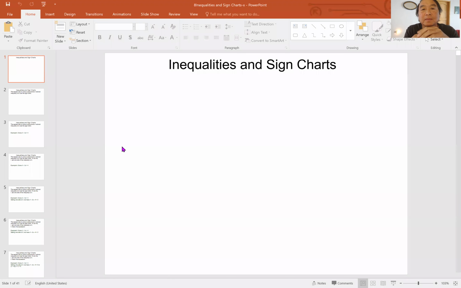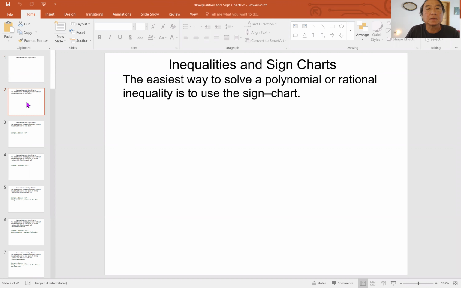Hello, this is Professor Ma, and this is the section on inequality and sign chart. Specifically, we're going to use sign charts to solve inequalities.